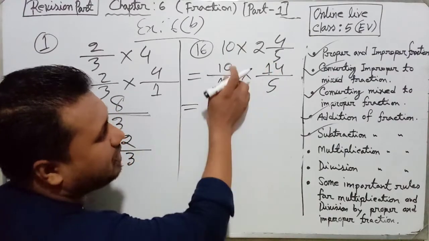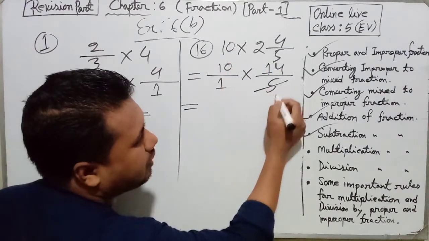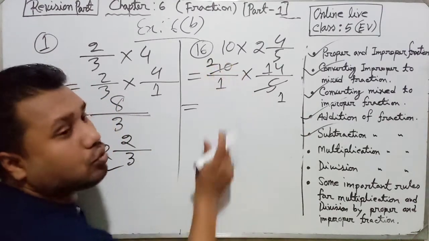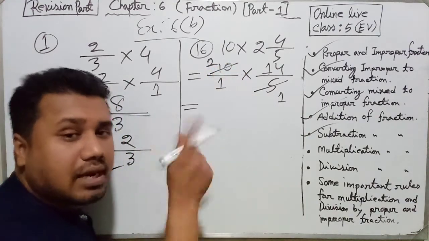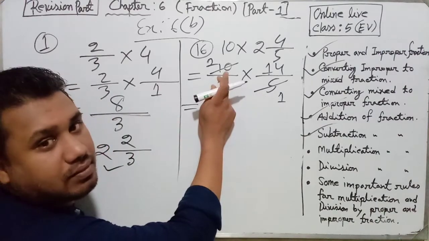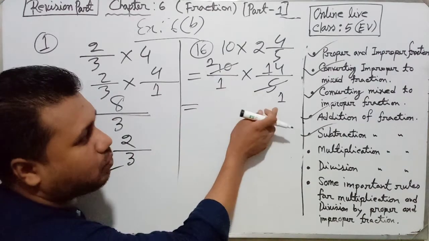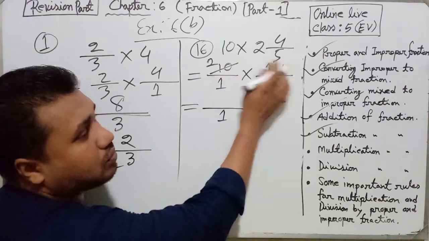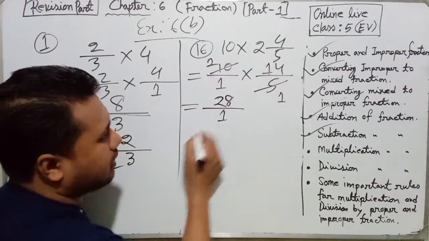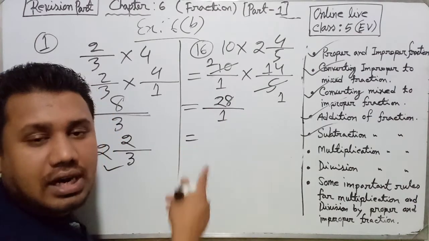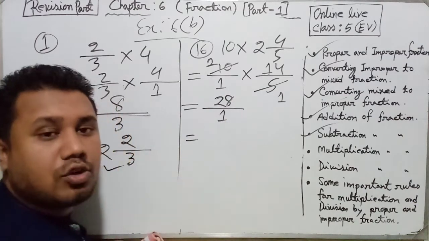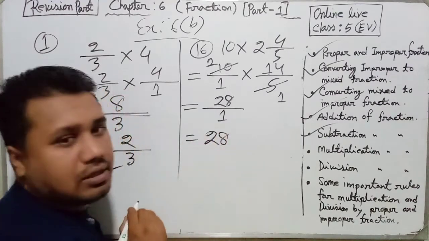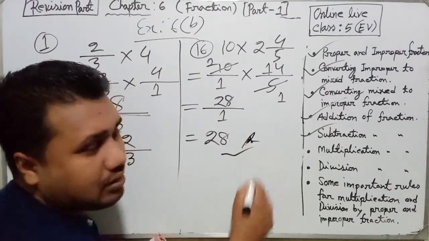Yes, look, 5 and 10. Now if we divide 5 by 5, it will be 1. If we divide 10 by 5, it will be 2. We have to divide by the same number. So 5 and 10 divided by 5, answer 1 and 2. Now 1 times 1 is 1. Now 14 times 2 is 28, sorry, 14 times 10 over 5 gives 20. Look, here the denominator is 1. And we know where the denominator is 1, it is not necessary to write it. So we can write only 20. So this is our answer.